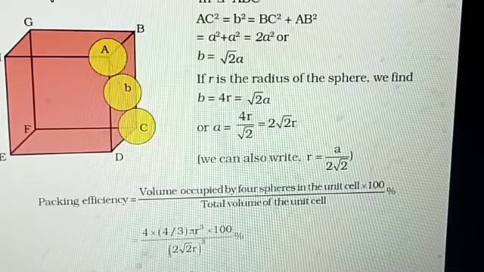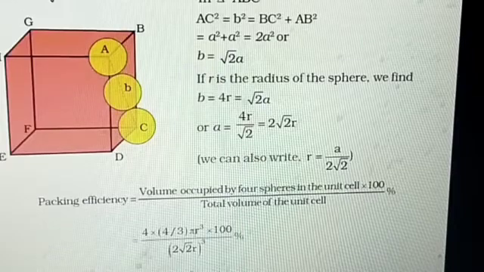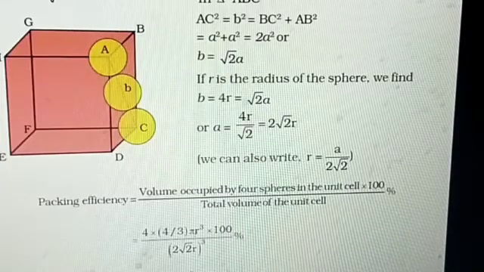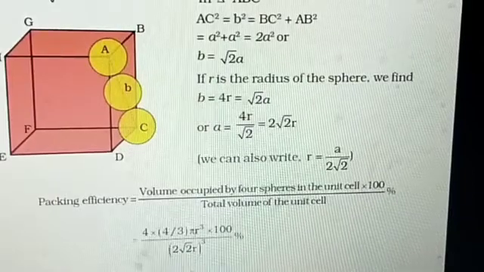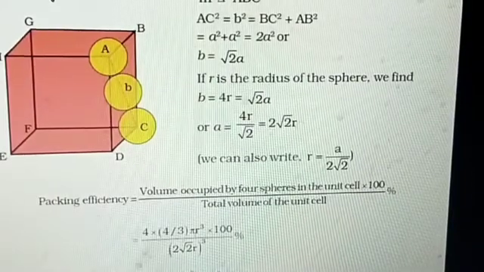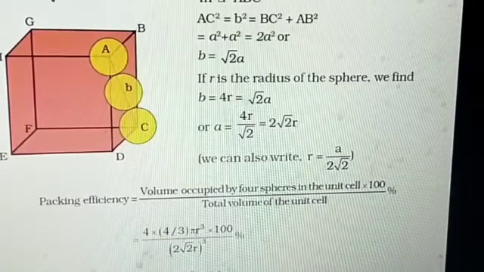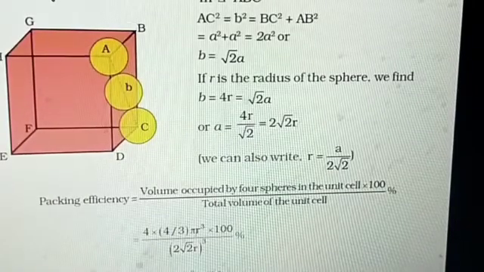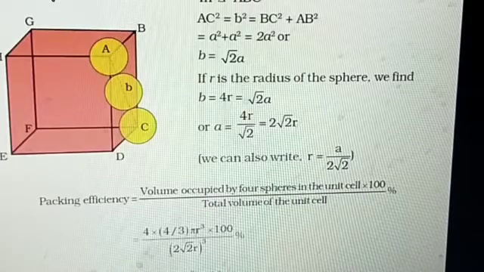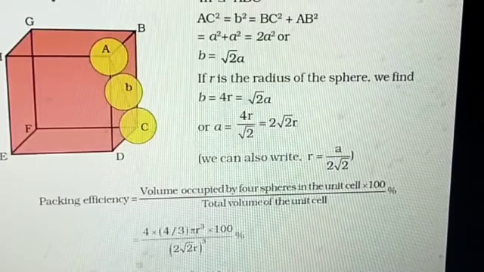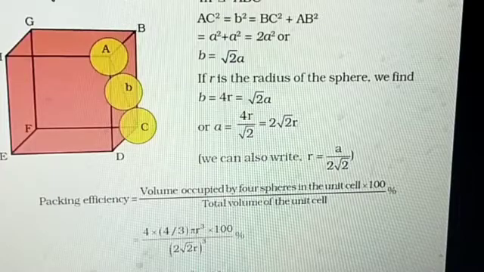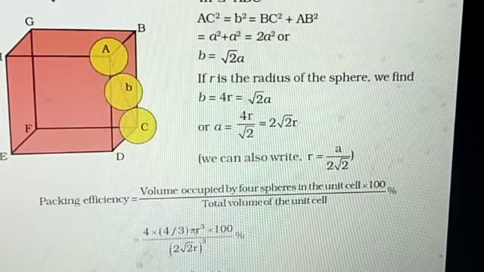4 into 4 means 16 by 3 pi r cube, by 16 root 2 pi r cube, into 100. How did we get 16 here? 2 cube is 8. Root 2 cube means again 2 root 2. So 8 into 2, 16 root 2 r cube. That is equal to 74%. That means 74% of the space is occupied by the molecules in both cubic and hexagonal close packing structures. Okay, this is about the packing efficiency in simple cubic, face centered cubic and body centered cubic lattice structures.